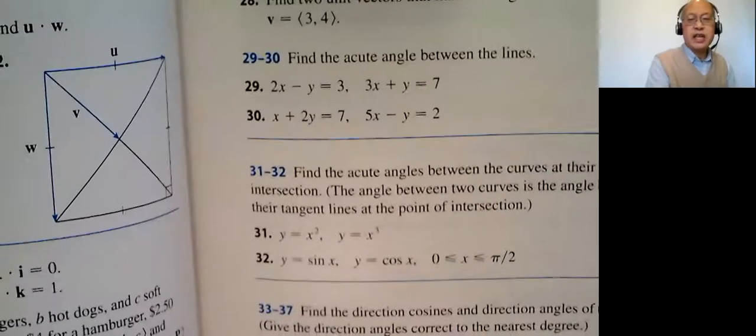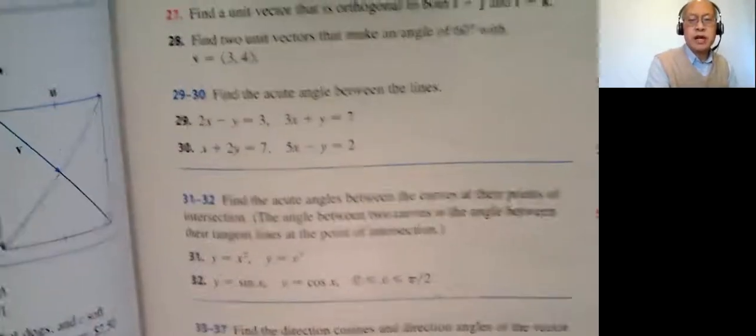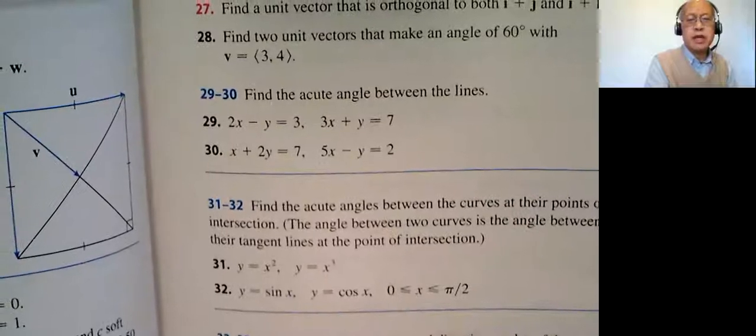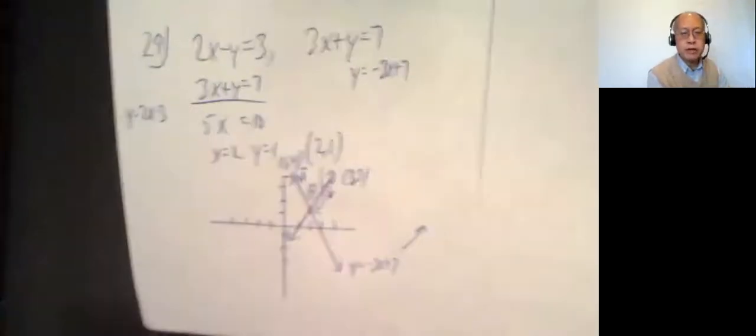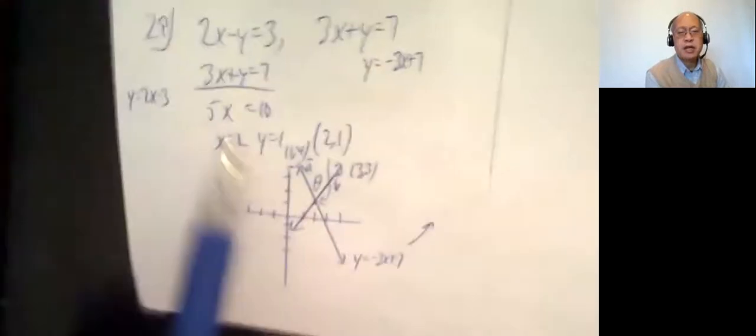And finally, 29 asks us to find the acute angle between the two lines: 2x minus y equals 3, 3x plus y equals 7. All right. So you don't actually have to graph it, but I decided to graph this. So 2x minus y equals 3. You can make it look like y equals mx plus b. 3x plus y equals 7. You can graph that. First, I found the point of intersection.